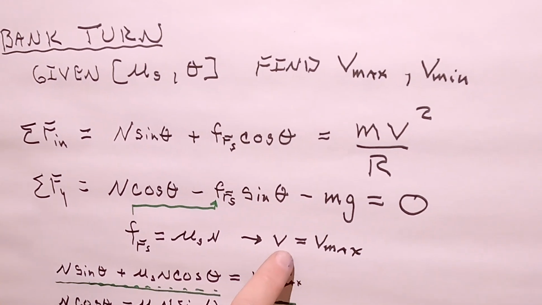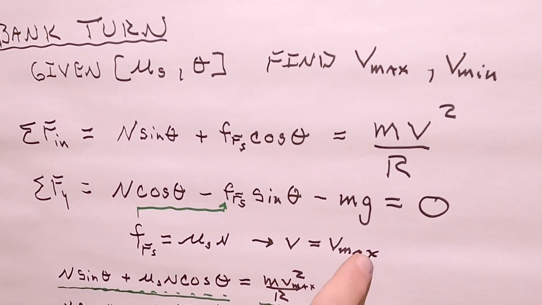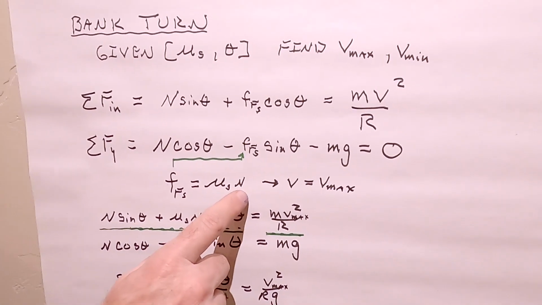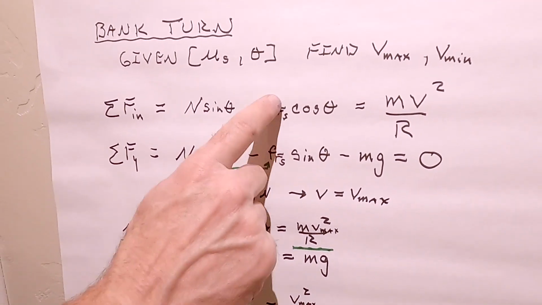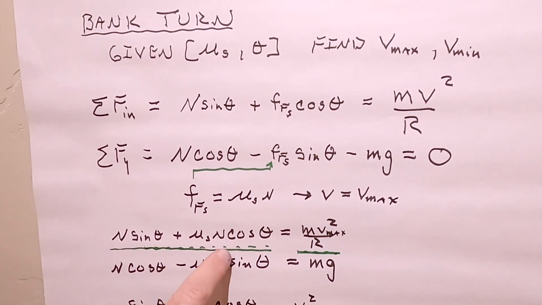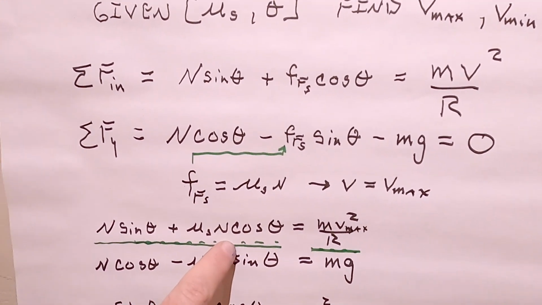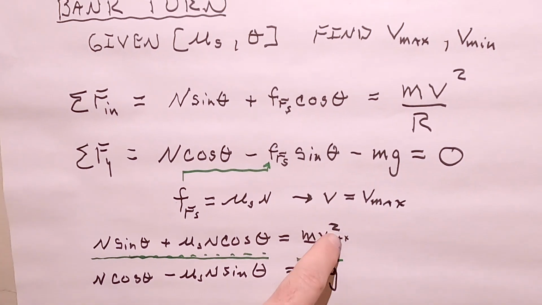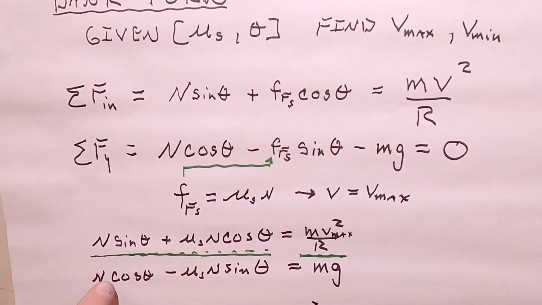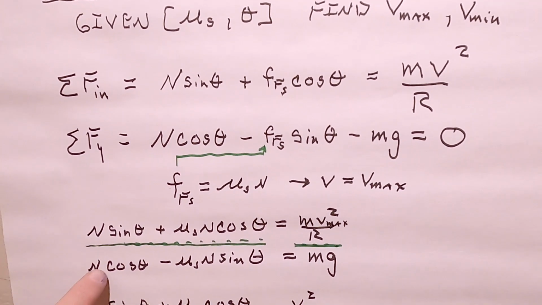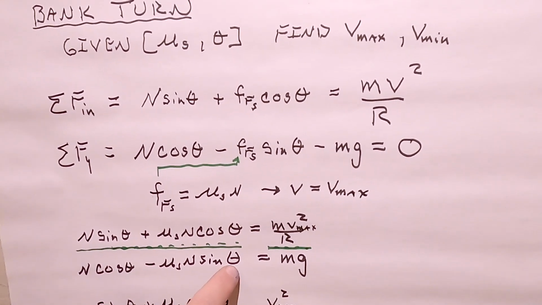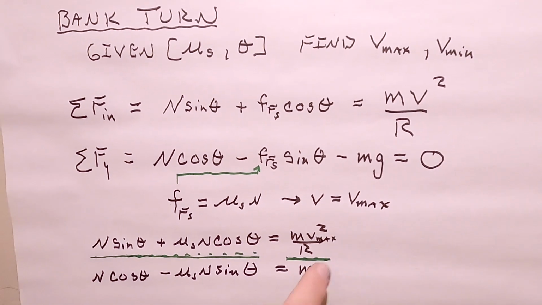And at the same time, our v becomes v max because we're going as fast as possible. So now I can just plug this mu_s N into both of these places and rewrite them again. The top equation is N sine theta plus, now plugging in our friction, mu_s N cosine theta equals mv squared over r. Now v is max because we're looking at the max case. And here's the lower equation: N cosine theta minus, we plug in for friction, mu_s N sine theta, and put the mg on the other side, equals mg.